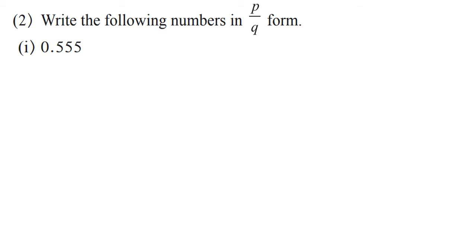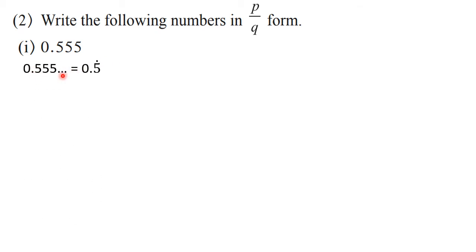Question number 2 is: write the following numbers in p upon q form. Such problems you have solved in practice set 2.1, but still I am discussing two problems here. The remaining you can solve by yourself, because here they are given in a different form. Please take a note that here 0.555 is given and in front of that dot dot dot should be there. The question should be like this.